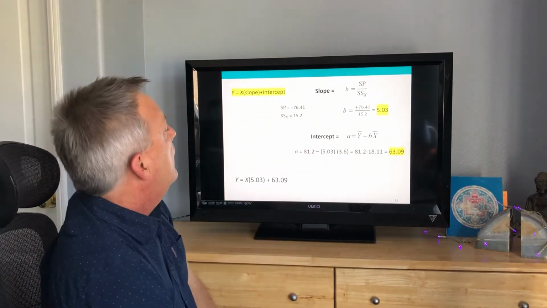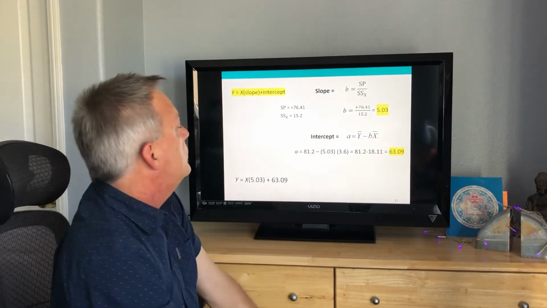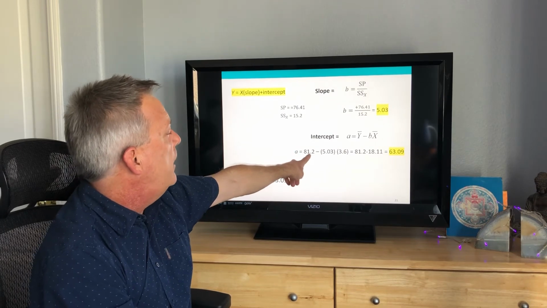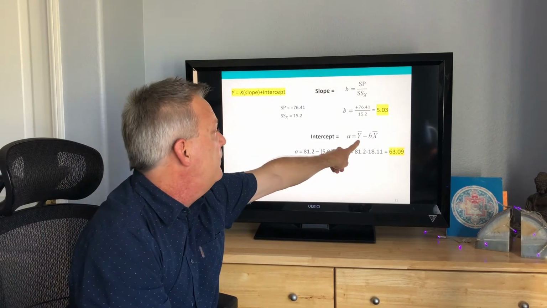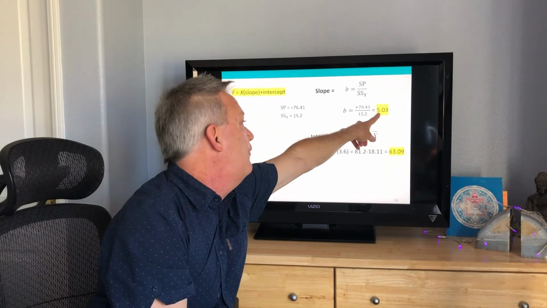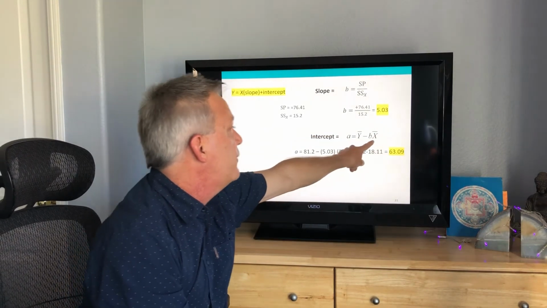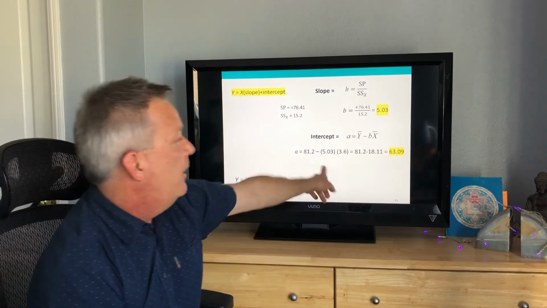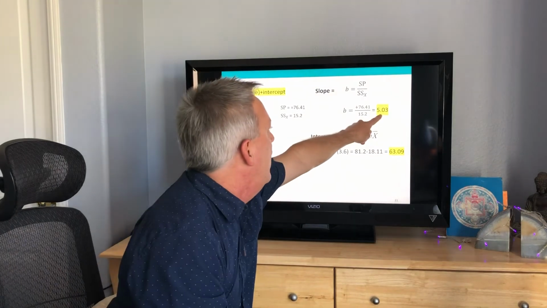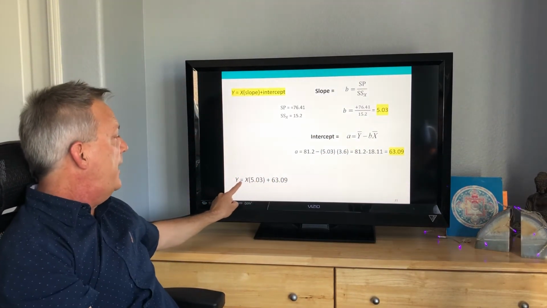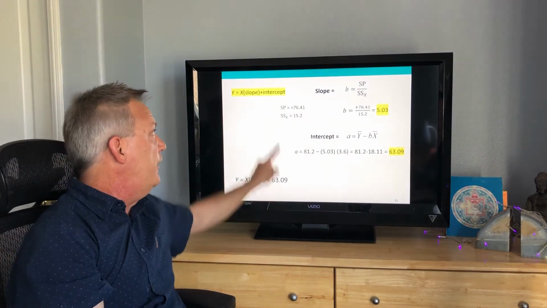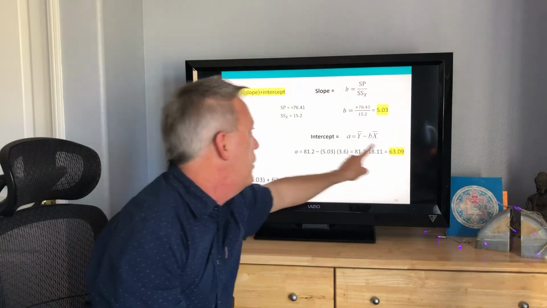Woo-hoo, right? And then the intercept, we were given those values too. Remember, that's a. And that's going to be, remember, the mean was 81.2 for y, 5.03 for the slope that we already solved for, and 3.6 for the mean for x. And we get 63.09. And then it's just a matter of plugging in the value for slope right here. Remember, y equals x times the value that we just solved for slope, plus the intercept, which is the value that we just solved for the intercept.